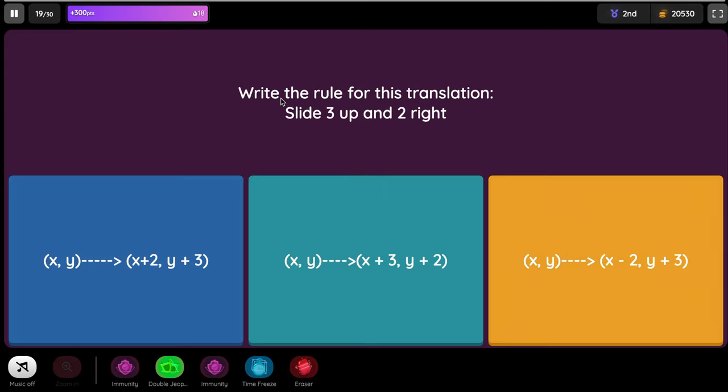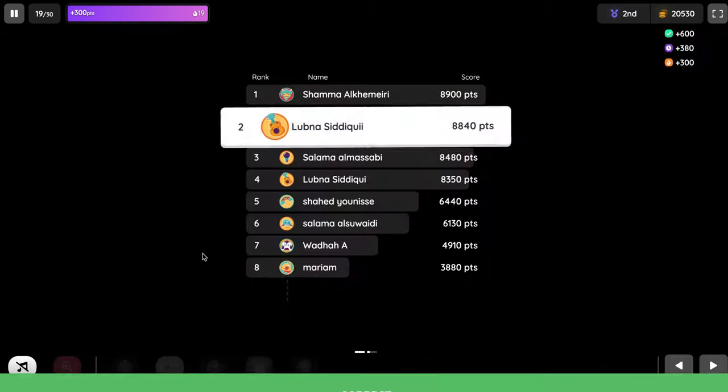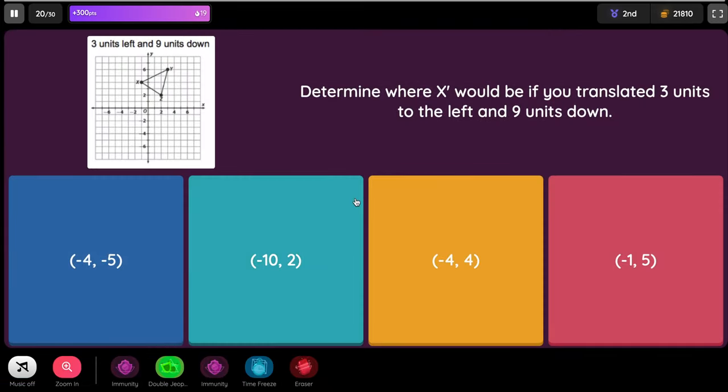Write the rule for this translation. Slide 3 up and 2 right. So 3 up is y plus 3 and 2 right is x plus 2. So it's this one. Be careful with the plane that you're talking about, because it can get very confusing.